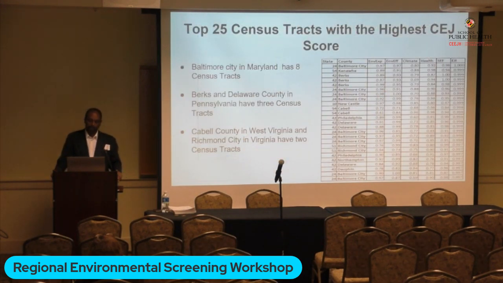Which census tract in the region is highly affected? I selected, based on the score, the top 25 census tracts in the region. As you can see, out of the 25 top census tracts highly affected by environmental injustice, Baltimore City has 8, followed by Berks and Delaware County in Pennsylvania with 3 census tracts each. Cabell County in West Virginia and Richmond City in Virginia have 2 census tracts highly affected.